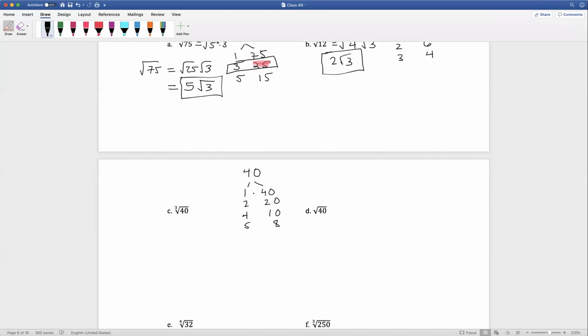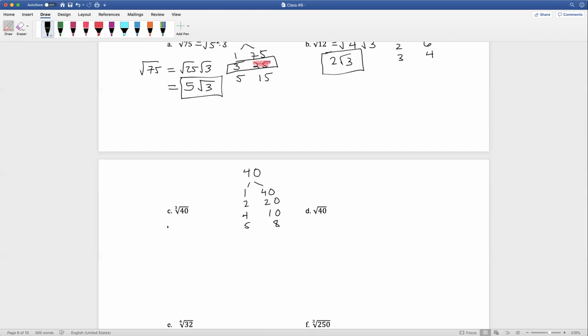No. 1 is again, but that's never helpful, so I'm just going to call it a no. 2 and 20, neither one of these are perfect cubes. There is no number that if you multiply it by itself 3 times will give us either 2 or 20. What about 4 and 10? There is no number that if we multiply it by itself 3 times will give us 4, and none that will give us 10. What about 5 and 8? Well, 5 is not a perfect cube. 8 is, right? 8 is a perfect cube because 2 times 2 times 2, or 3 factors of 2, will give us 8.